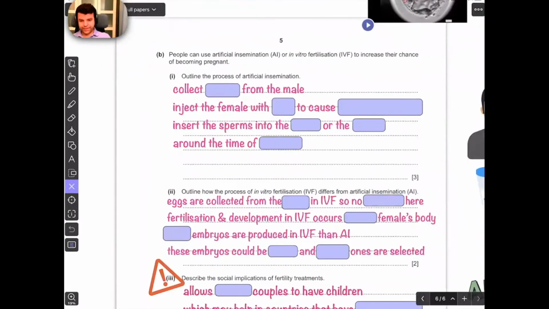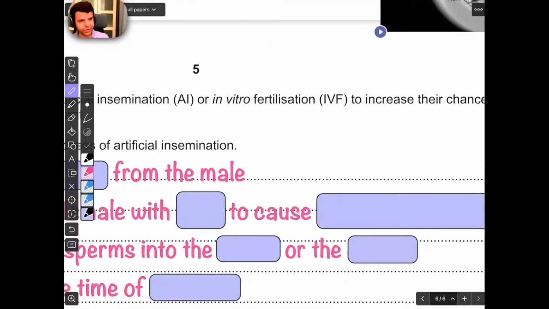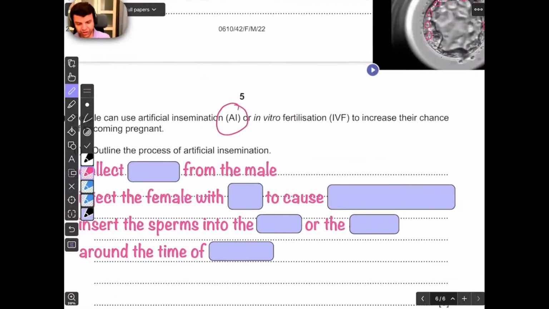All right, next, still in the same topic. Next, they're asking you here about the process of artificial insemination. Do you remember this one? This one, we have them together. We always ask this about, one is called AI, artificial insemination, and the second one is IVF.